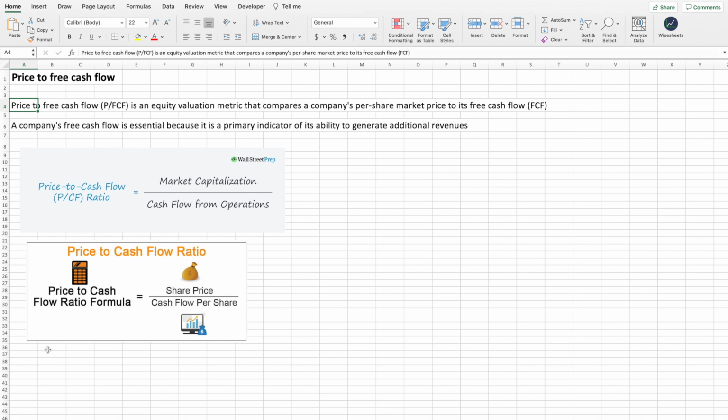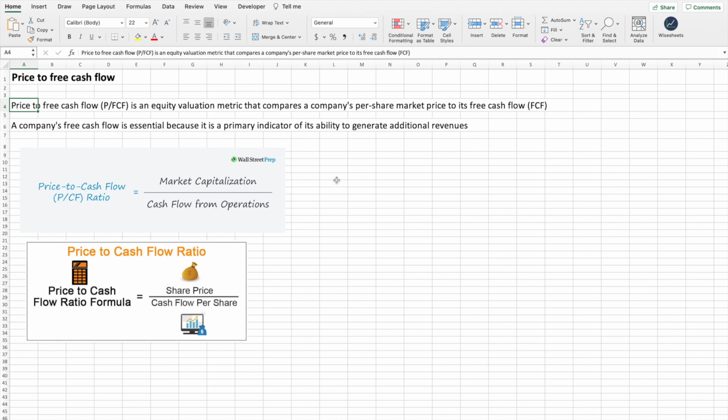And the reason why free cash flow is so important is because it's a primary indicator of the company's ability to generate additional revenues, because that's the cash that the company has available to make new investments that are hopefully going to generate new profits and more money that the company can then use to continue to grow.